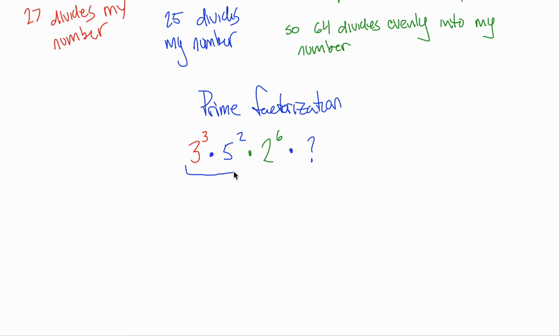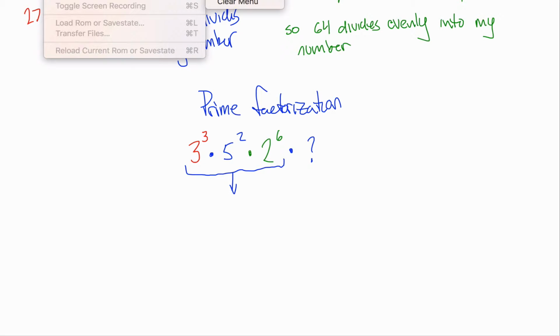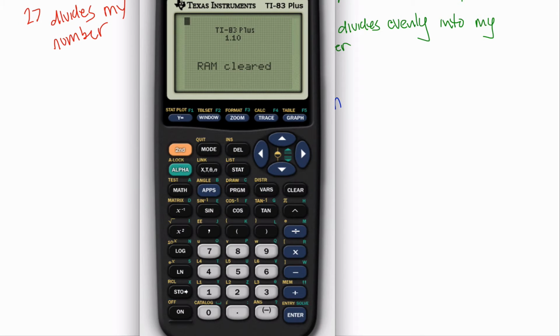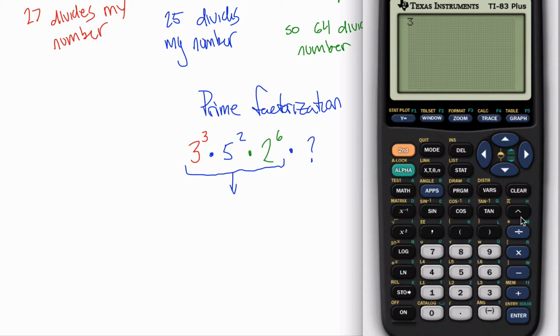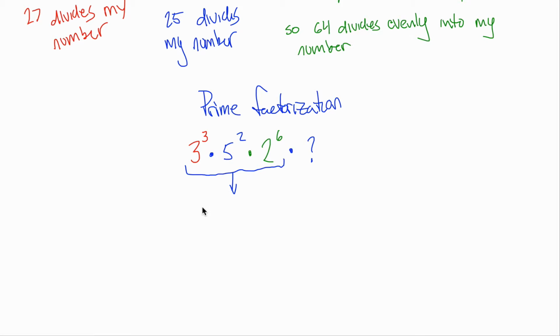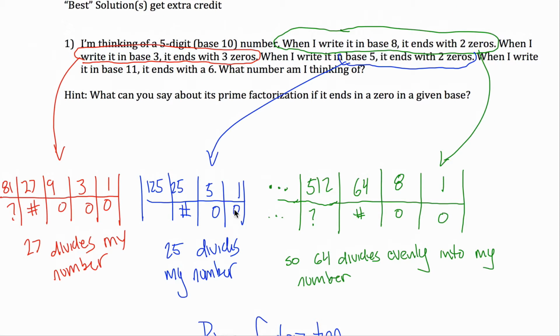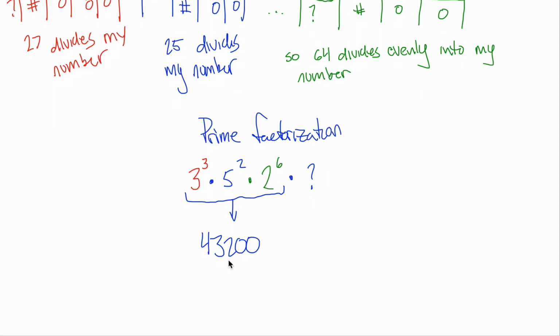But let's see, all we can do is make our number bigger by multiplying it by stuff. So what do we get when we do 3 cubed times 5 squared times 2 to the 6th power? I think I'm going to pull out a calculator to do this. Probably could do some mental math if you really felt the need. But I'm just going to say 3 cubed times 5 squared times 2 to the 6th power and get 43,200. Yeah. This is a pretty big number. Remember, the final answer has to be a 5-digit number. So maybe this is my answer right here. Is there anything else that could possibly be my answer?